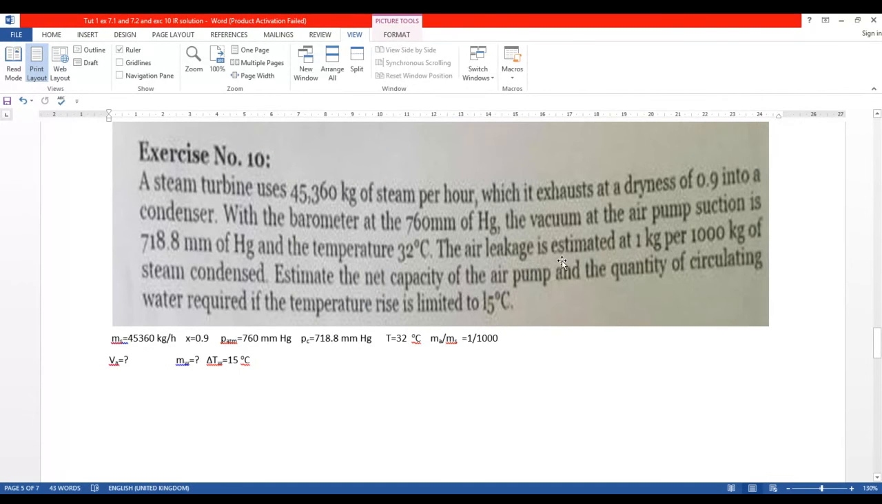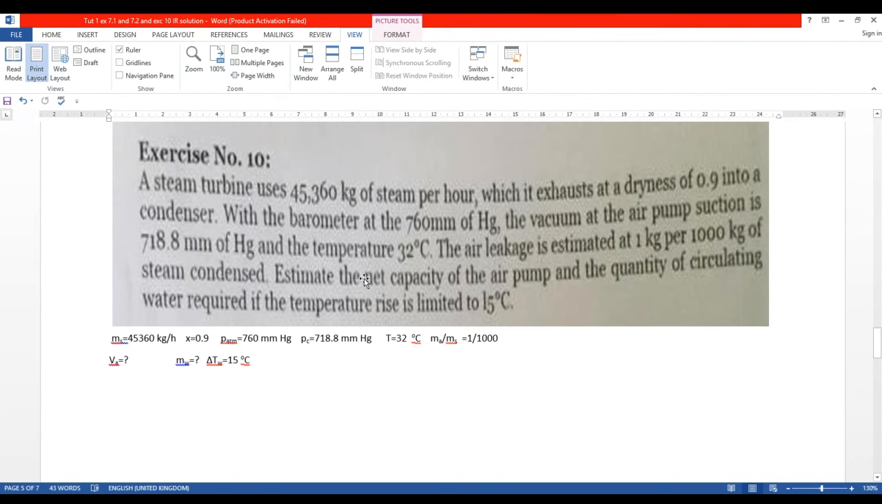Also, the air leakage is estimated at 1 kilogram per 1,000 kilogram of steam. So it means the mass flow rate of air, m dot A over m dot S, equals 1 over 1,000, given. So for every 1,000 kilogram of steam, we have 1 kilogram of air leaking. Then we can calculate m dot A, because m dot S we have it already.